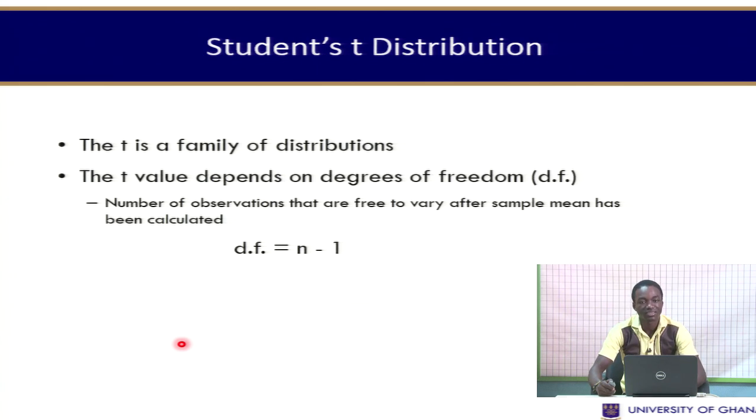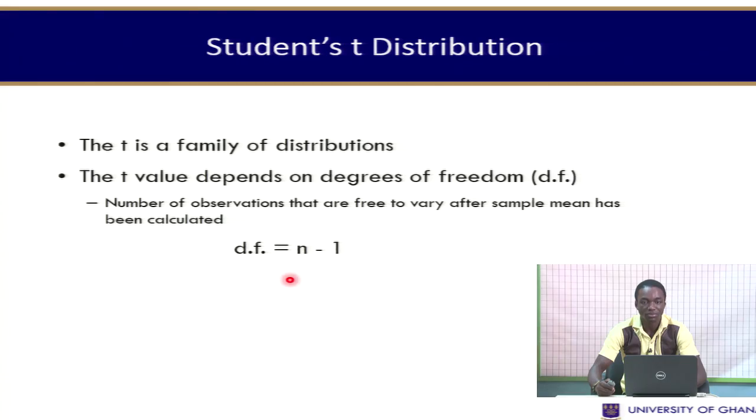The t distribution is a family of distributions, and it depends on what we call the degrees of freedom. The degrees of freedom is defined as the number of observations that are free to vary after the sample mean has been calculated, and is the sample size minus 1, which is n minus 1. This is just a specimen of our t table.